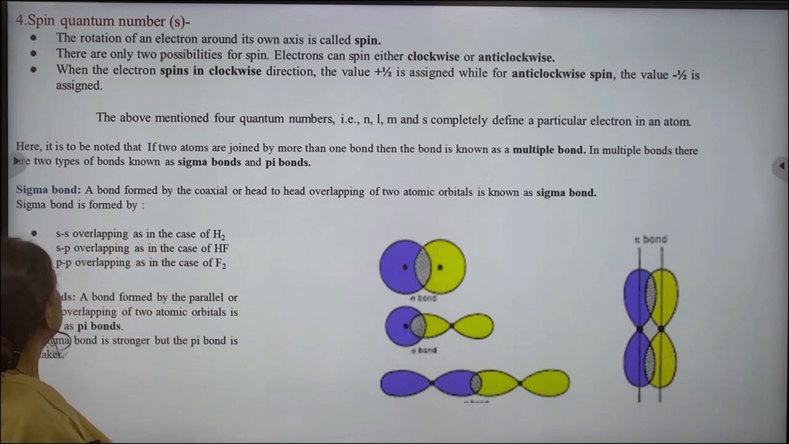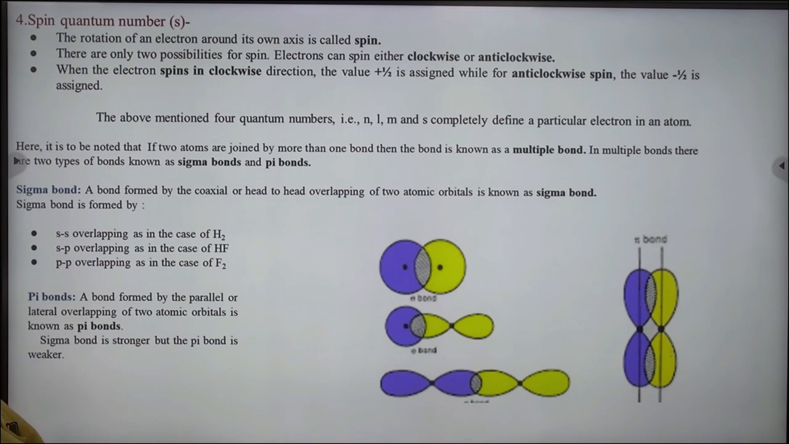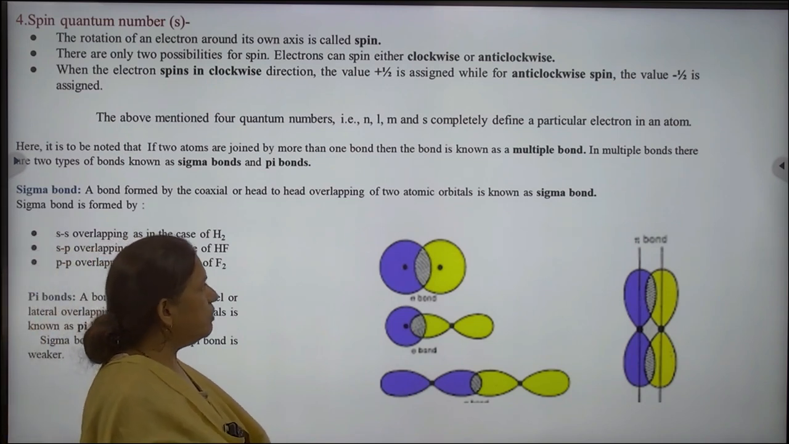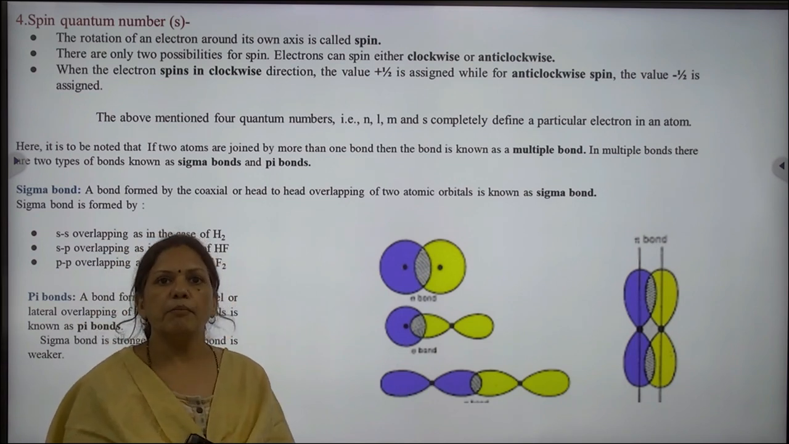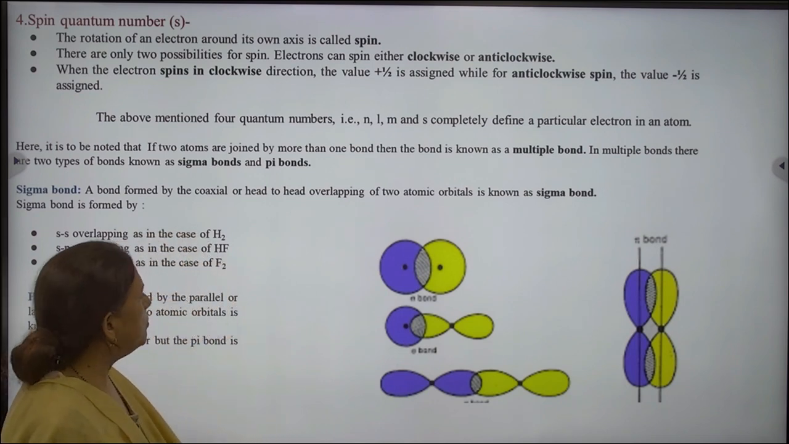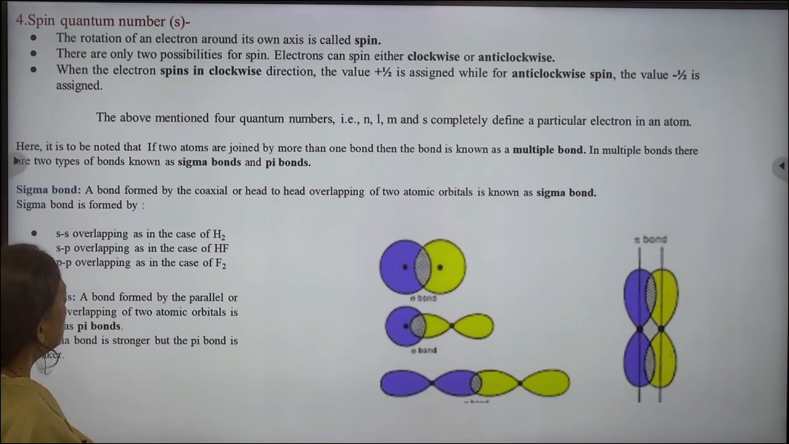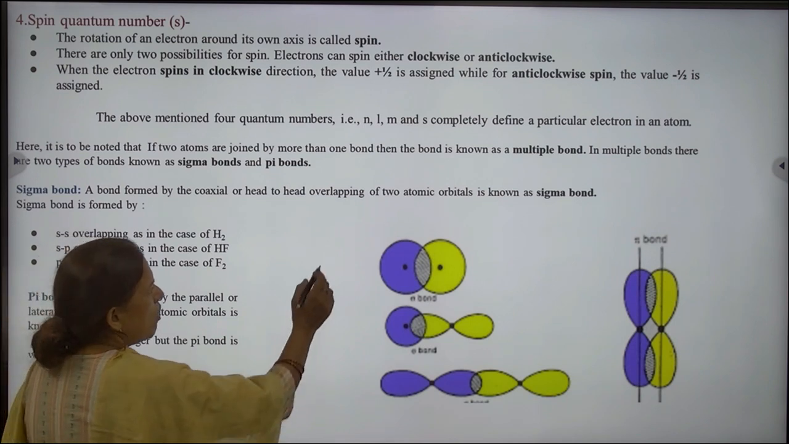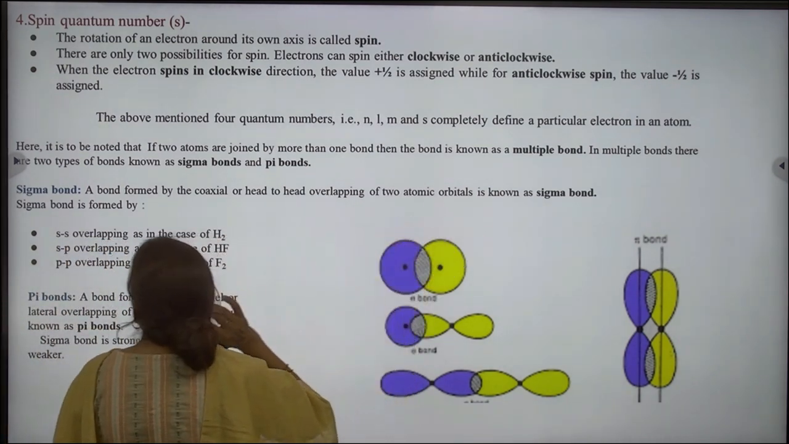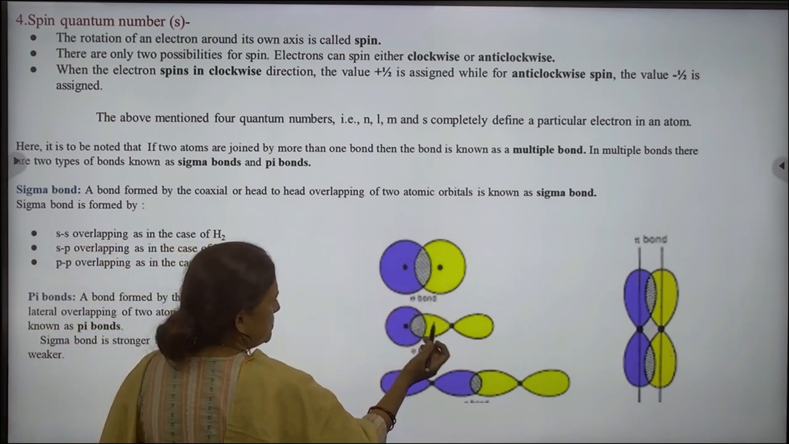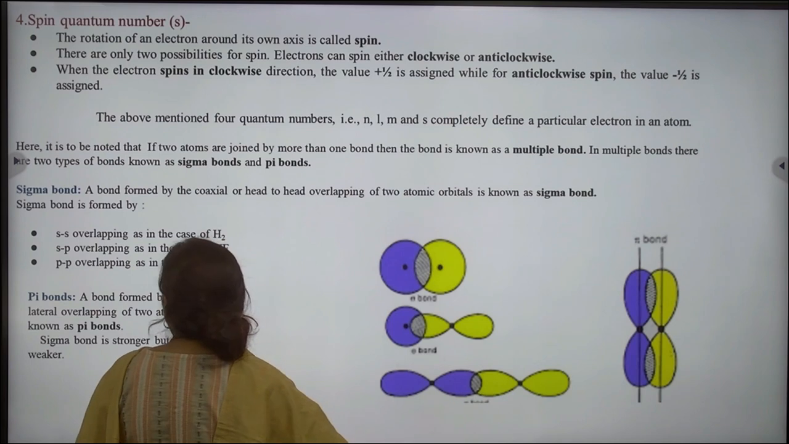Here it is to be noted that if two atoms are joined by more than one bond, then the bond is known as multiple bond. In multiple bonds, there are two types of bonds known as sigma bonds and pi bonds. Sigma bond is formed by the head-to-head overlapping of two atomic orbitals. Sigma bond is formed by s-s overlapping, s-p overlapping and p-p overlapping.